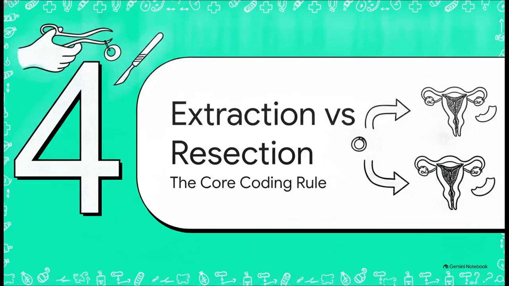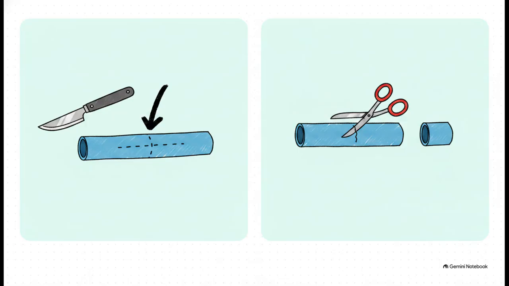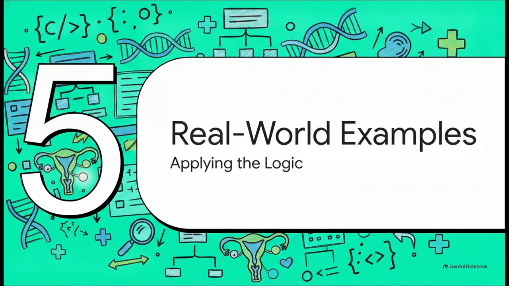Next up, Section 4, Extraction versus Resection, the core coding rule. This right here brilliantly illustrates the core rule you absolutely have to memorize. It's the whole shebang. If the removal of the pregnancy is done via an incision into the tube, so that salpingotomy or salpingostomy we talked about, the root operation you assign is extraction. But if the procedure is a salpingectomy, meaning excision of the entire tube, your root operation completely shifts to resection. It literally comes down to this. The surgeon's choice to either cut into the tube or cut out the tube dictates your final code. Simple as that. Let's put this into practice with Section 5, real-world coding examples and applying the logic.